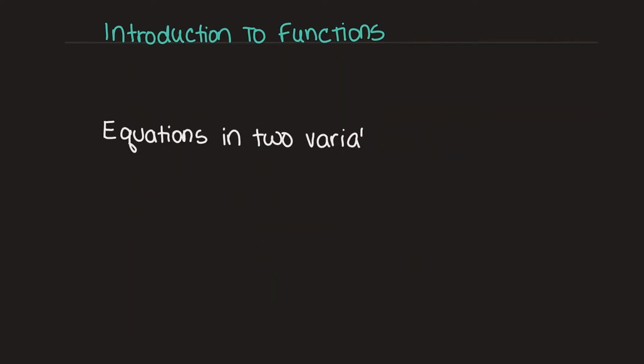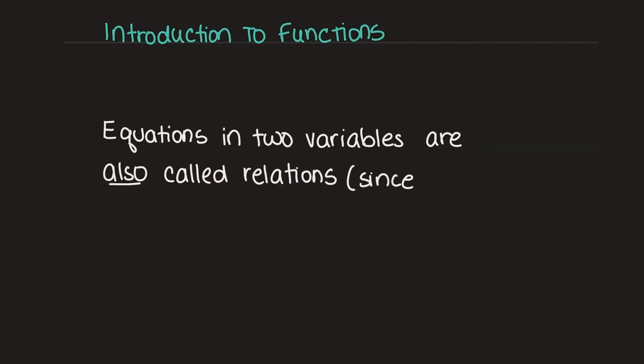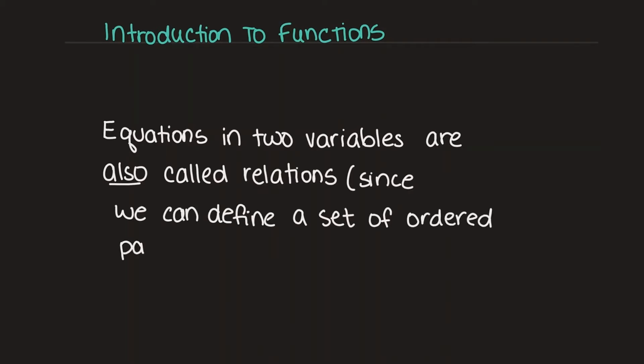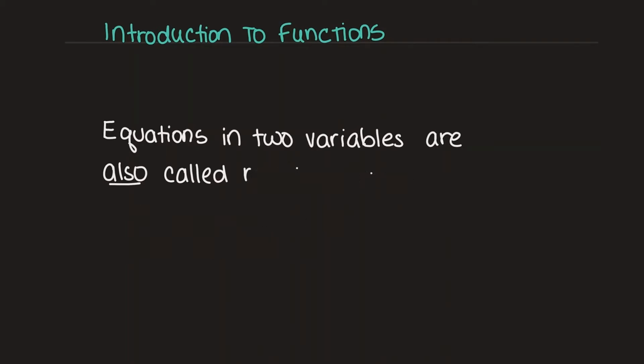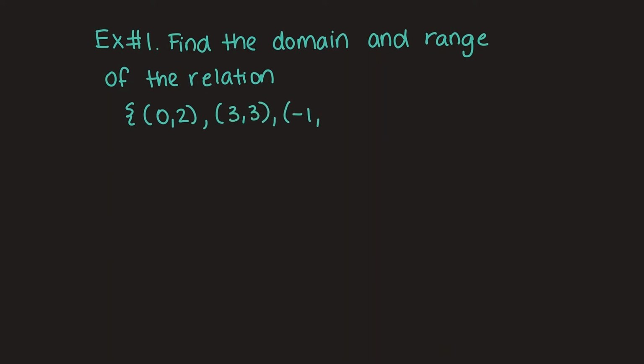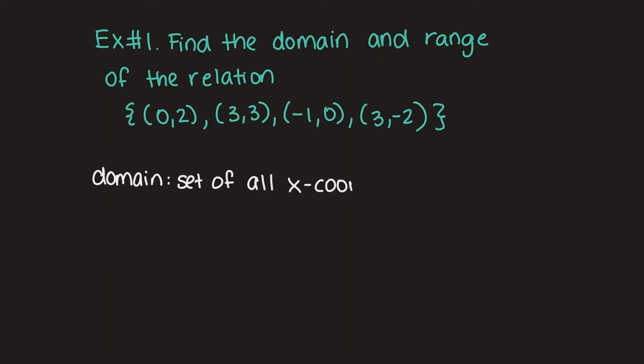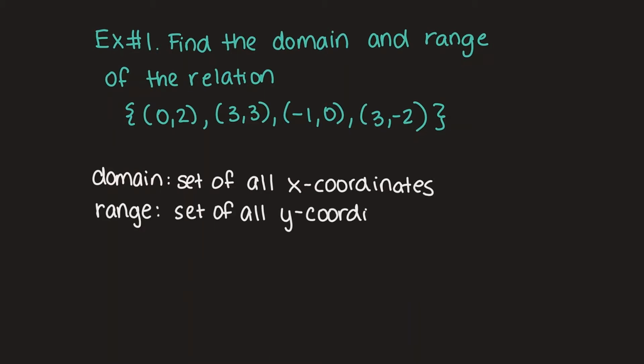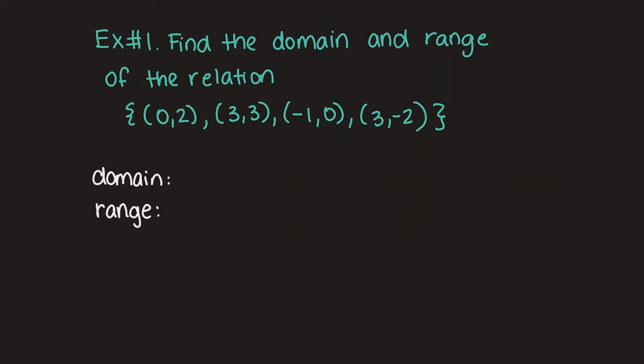Equations in two variables are also called relations, since we can define a set of ordered pairs for them. Let's do an example. We want to find the domain and range of the given relation. Again, the domain is the set of all x-coordinates, and the range is the set of all y-coordinates. Our x-coordinates are these values, therefore we list these in our domain.